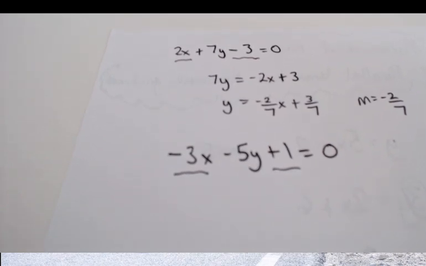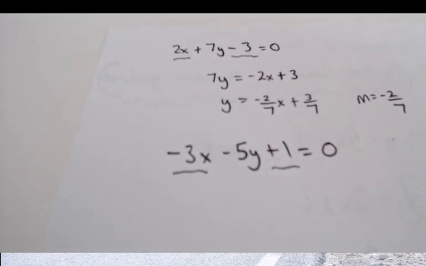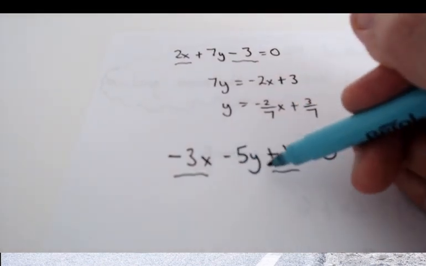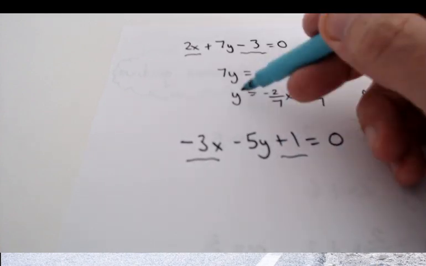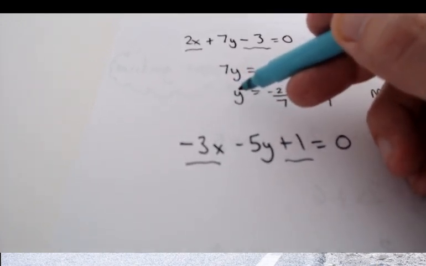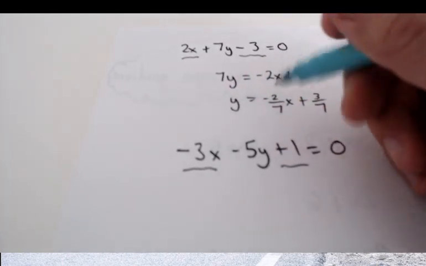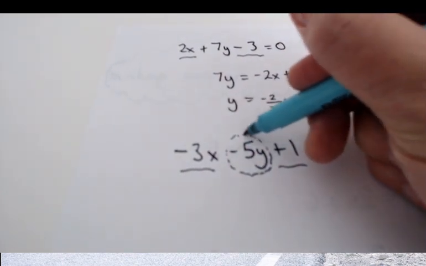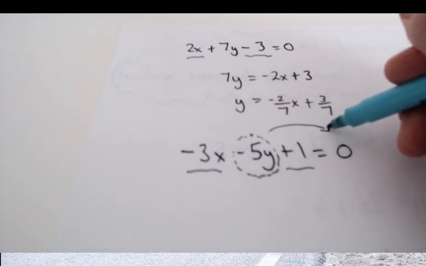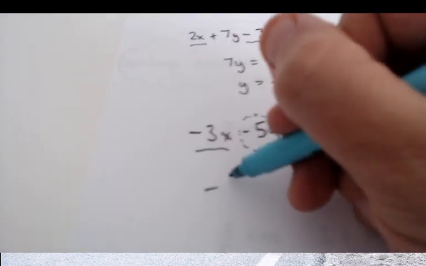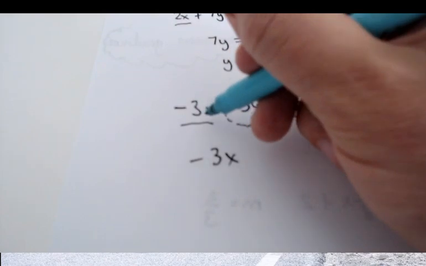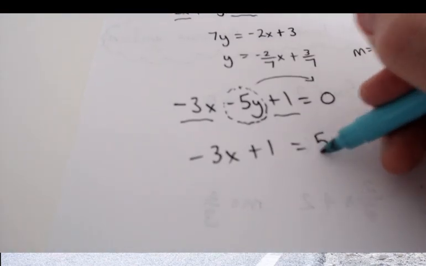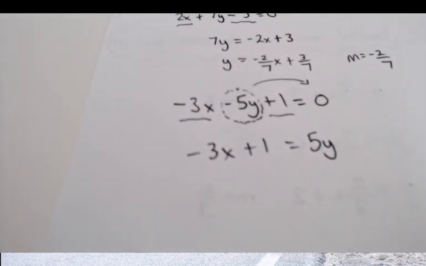Now, that's one way of doing it, but there is also a faster way of doing it. What I'm going to do is I notice I have minus 5y. I don't want my equation to end with a minus y. I want it to end with a positive y. So what I'm going to do is try and be smart here. I'm going to take this minus 5y to the other side. If I do that, I've got my minus 3x, I'll have my add 1, and now over here I'll have a positive 5y.